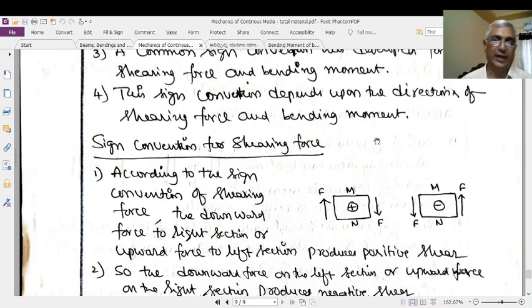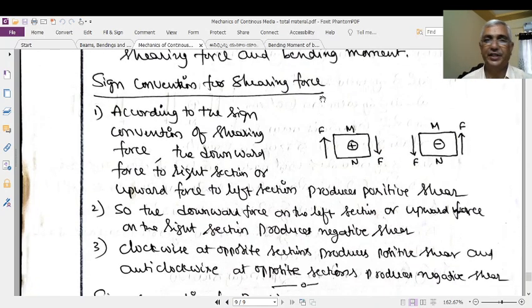Sign convention for shearing force. Let this be a beam. These two forces are applied as shown in the diagram. This is the right side edge and this is the left side edge. For the left side edge, an upward force is acting. For the right side edge, a downward force is acting. These are the shearing forces.